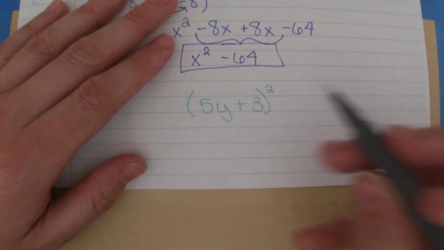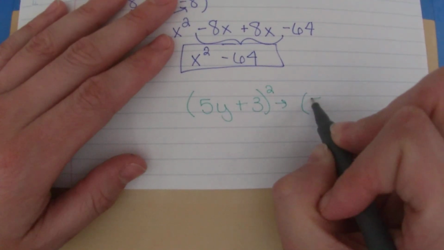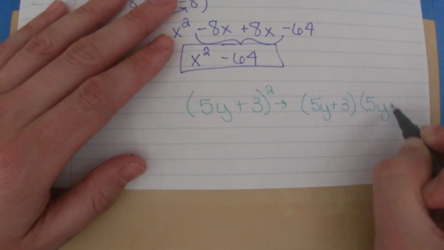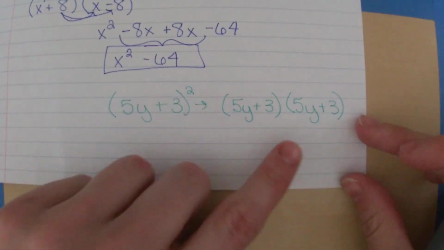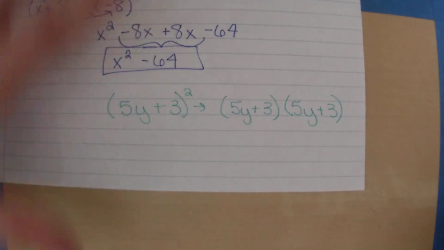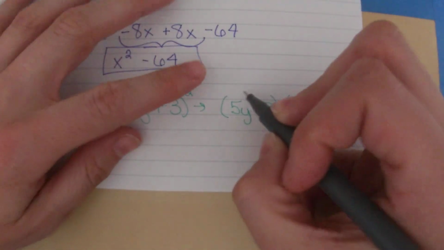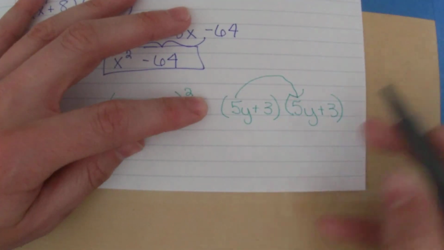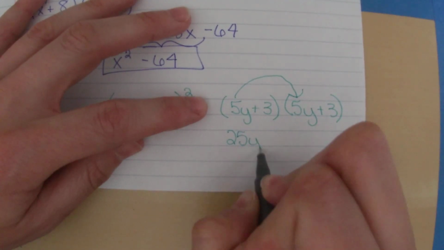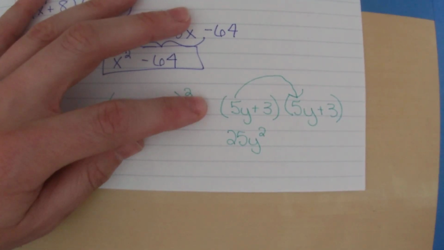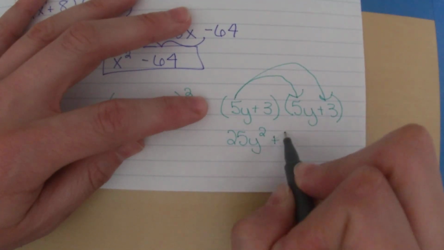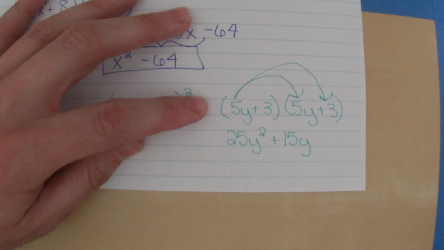So our rule on this one was that we actually needed to write this twice. So we needed to write out 5y plus 3 times another 5y plus 3. Because once we wrote it like this, then we went back to the same thing we've been doing and we could just start distributing. So 5y times 5y gives us a 25y squared. Okay, and a 5y times a positive 3 is a positive 15y.